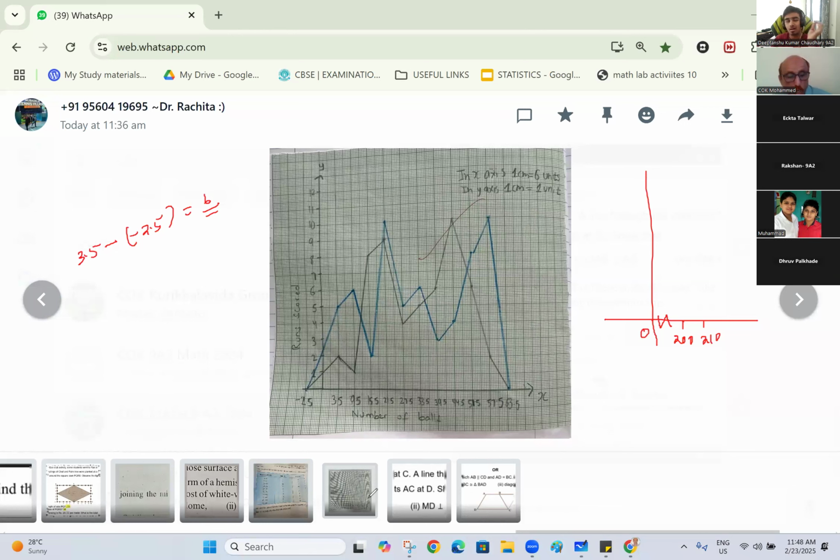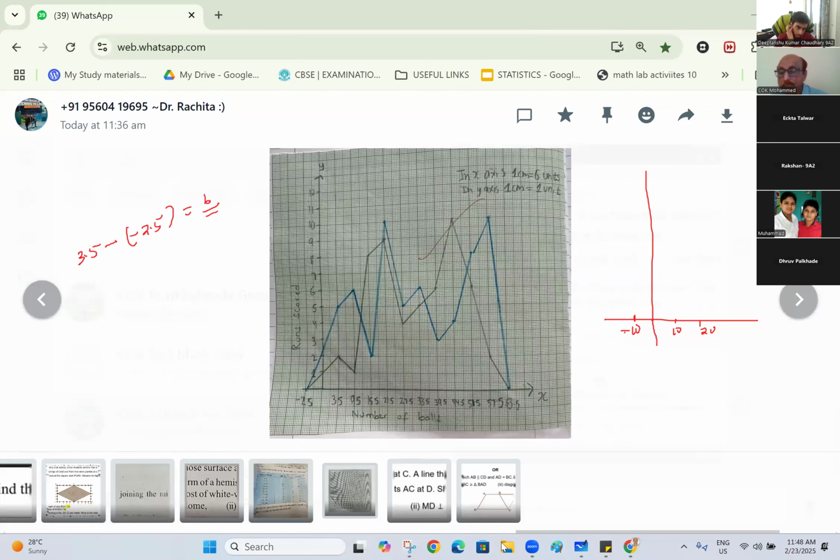Suppose you are not missing anything. For example, you are not writing 0 here, you wrote minus 10, then 10, 20. Nothing is missing, so no kink. Yes sir, I understood that.